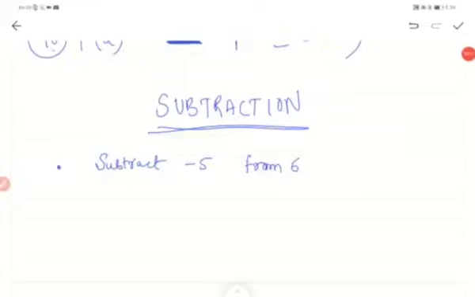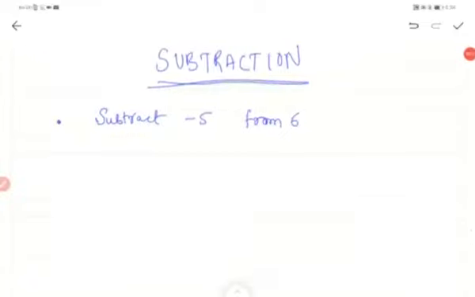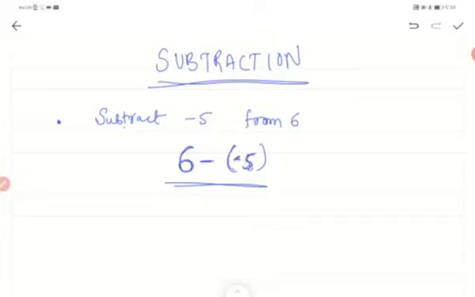Subtract minus 5 from 6. So from 6 we get like this. From 6 you are subtracting minus 5. The statement says this, isn't it? Subtract minus 5 from 6. So from 6 I am subtracting minus 5.